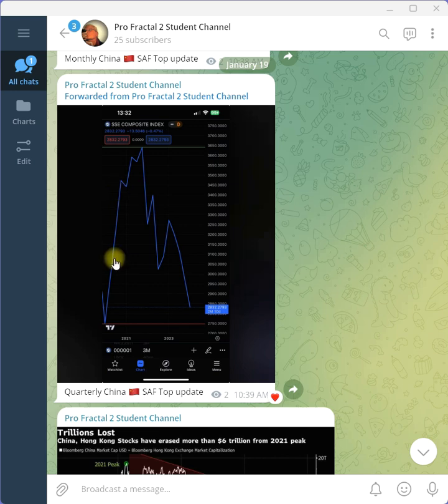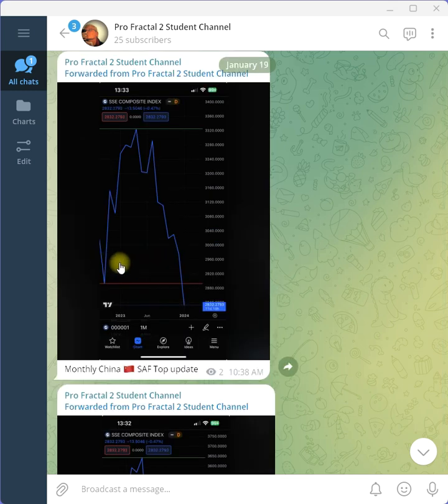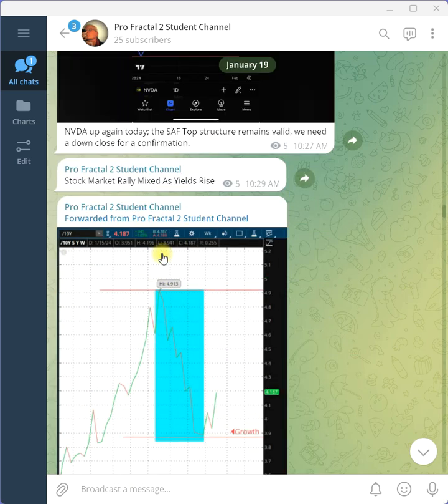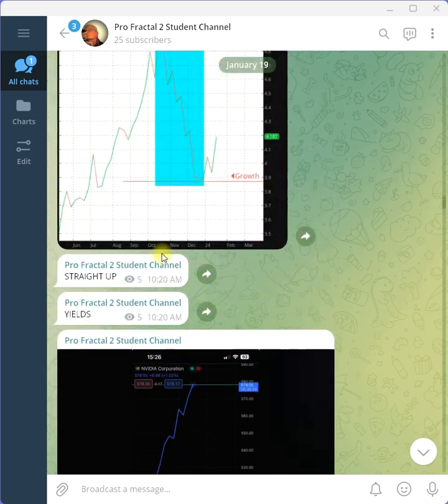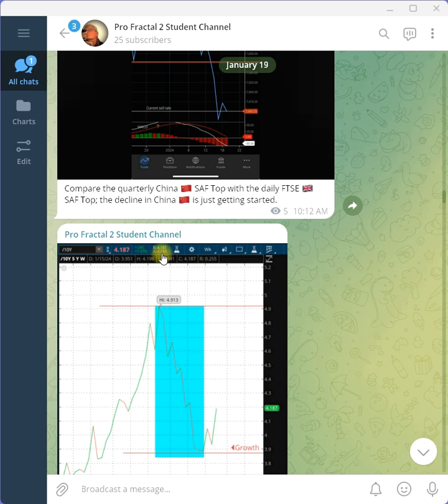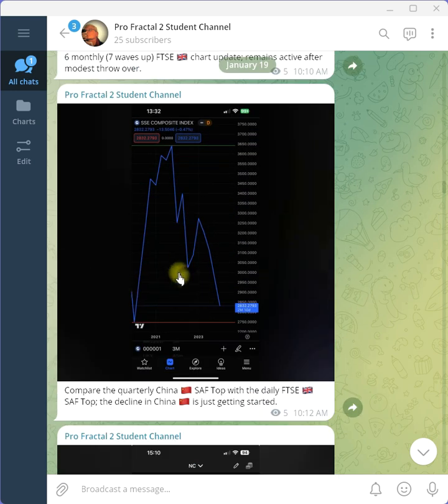Okay. Big leg up, little bump, little bump. Okay, now here's another decaying fractal, leg, little bump, straight down. And there's the yields. And that's the yields there. Here's your China fractal.